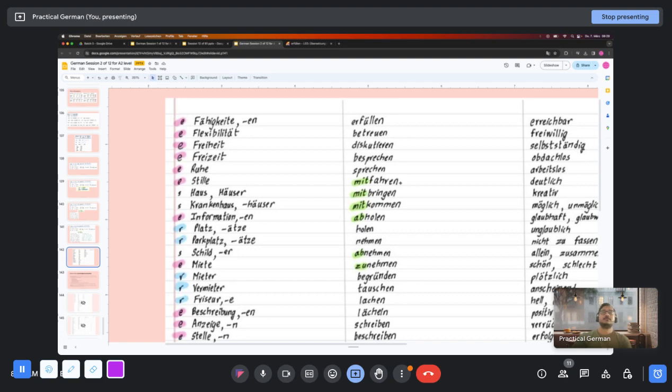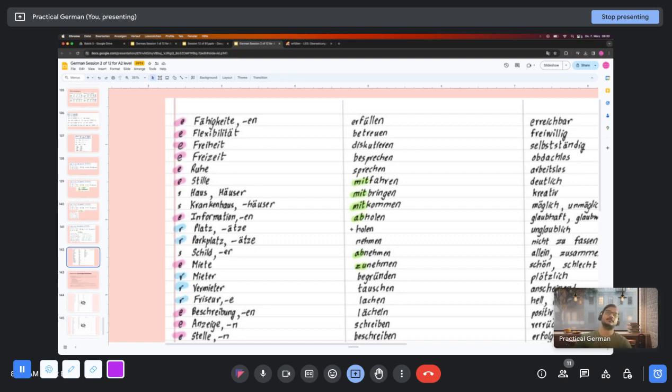Mitfahren is to travel along or travel with. So whenever you see mit, that means they are separable verbs. For example, ich fahre mit. I'm traveling along. Mitbringen, bringing along. Wenn du nach Hause kommst, bring Cola mit. Mitkommen, come along. Also ich komme mit. Abholen means to pick up. Let's say, ich hole mein Kind von der Schule ab. Again a separable verb.